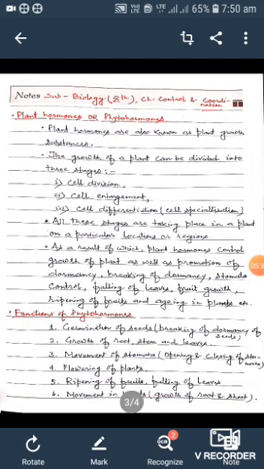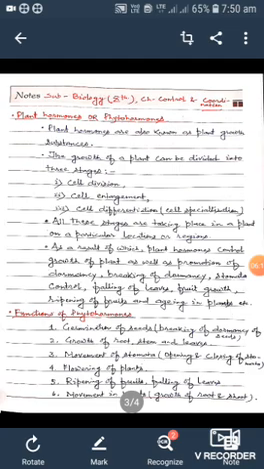Now the first control and coordination in plants is related to plant hormones or phytohormones. Plant hormones are also known as phytohormones. Plant hormones are also known as plant growth substances because they help in the growth of different parts of the plant.